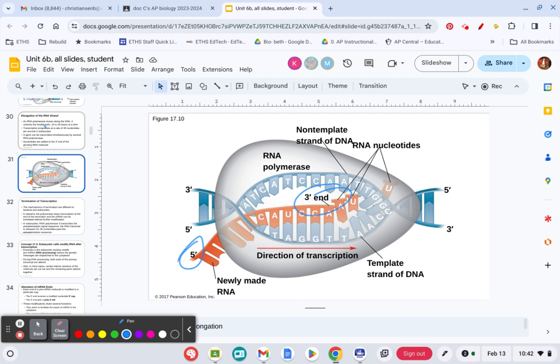Remember, again, this is my template strand. Yeah, Sophia. So it only does one side, and it always only does that one side of the strand. So there's going to be a template strand, and there's going to be a coding strand or a non-template. So this says non-template, but it's also coding.